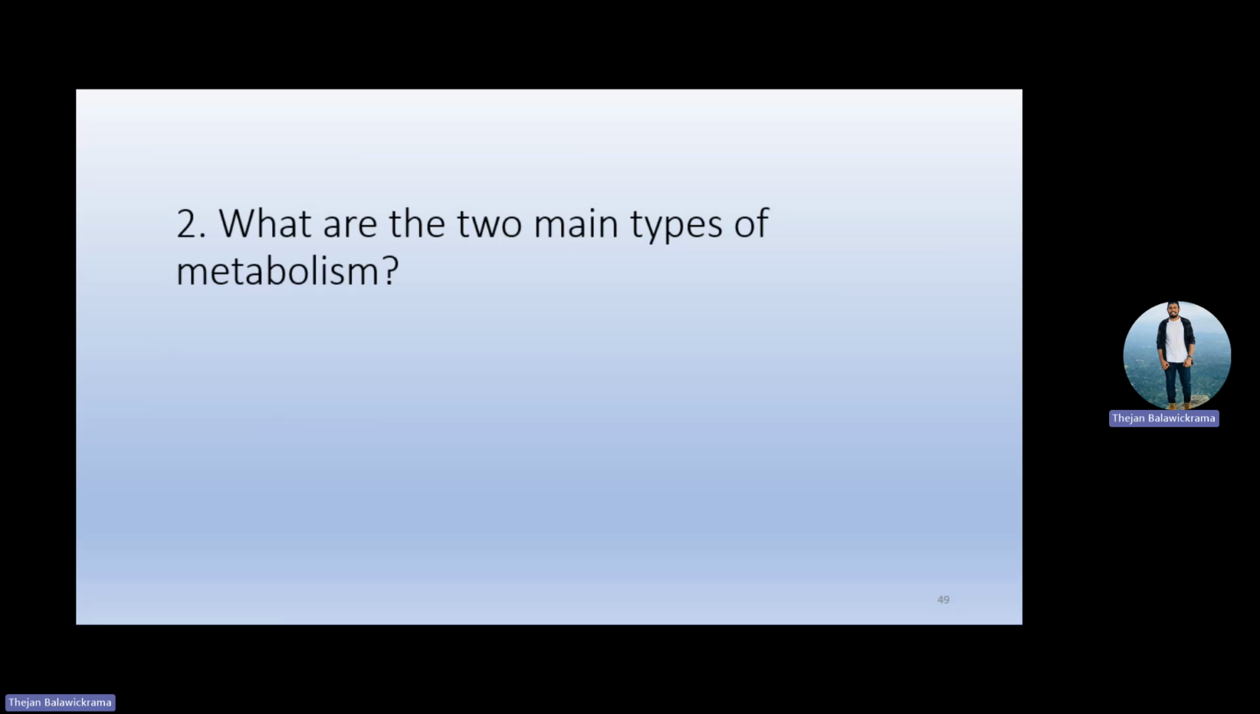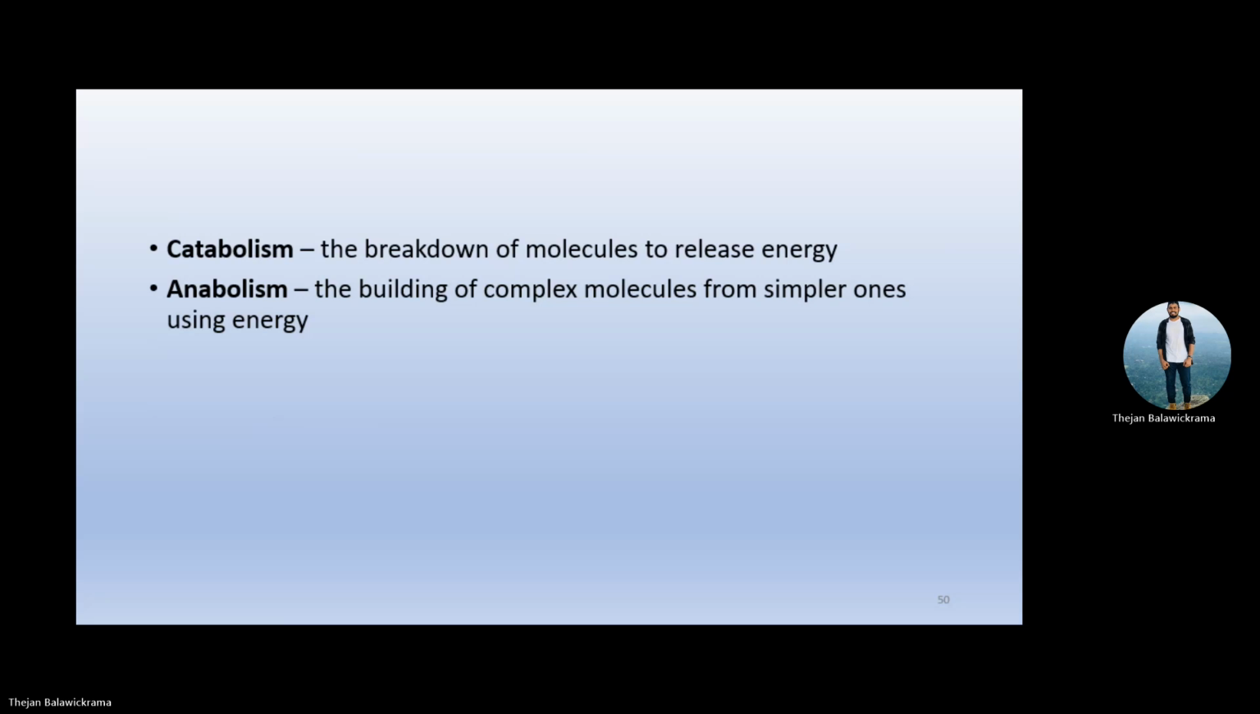Right. Two main types of metabolism. In respiration, types like aerobic respiration, anaerobic respiration. Metabolism: catabolism and anabolism. That is making substances and breaking substances.